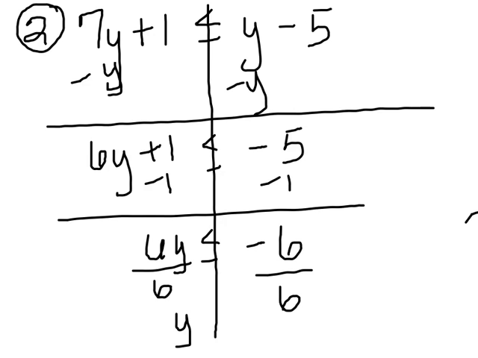Do we have to flip our inequality sign, or does it stay the same? Yep, it stays the same because we are dividing by a positive number. Now if we're going to graph this, is it going to be an open or closed circle at negative 1? Yep, we're going to have a negative, and we're going to have a closed circle, and we're going to shade to the left.